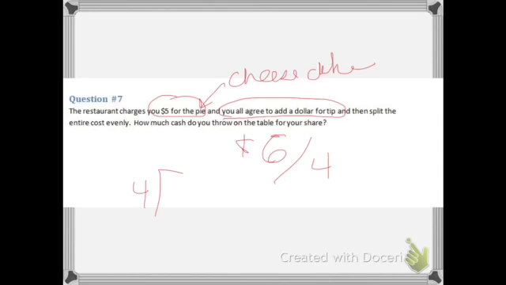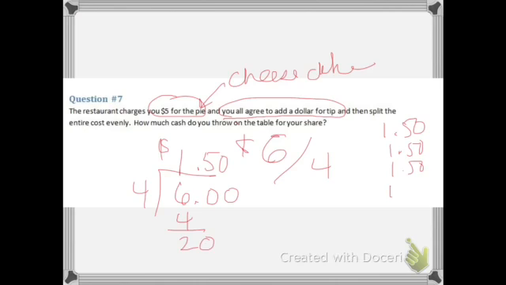Let's see, 4 goes into 6. $6. 4 goes into 6 once, which gives me 4, and a remainder of 2. 50. So $1.50. That makes sense to me. If I throw in $1.50 and you throw in $1.50 and our other friend throws in $1.50 and our other friend throws in $1.50, that's 1, 2, 3, 4, 5, $6. And that should cover it.